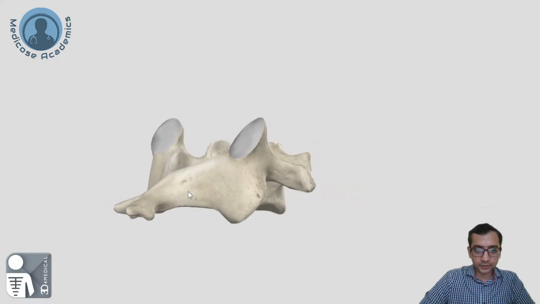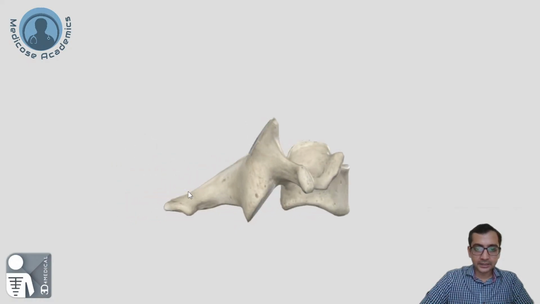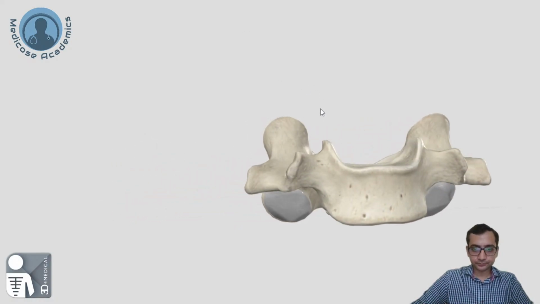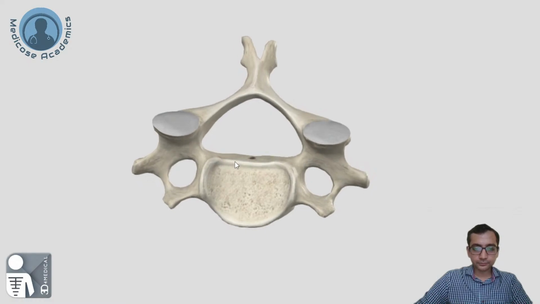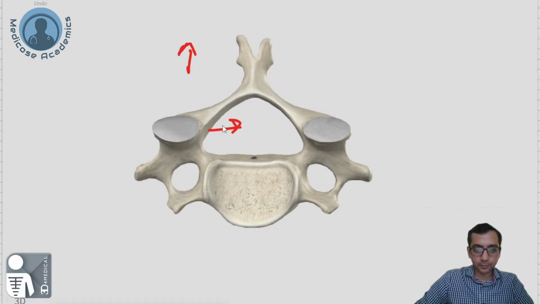Now let's look at the lamina and the transverse process first. This is the lamina. What is the direction of the lamina? The direction is very simply backwards and medially. This is the backward component, this is the medial component, so it is between them, backwards and medially.